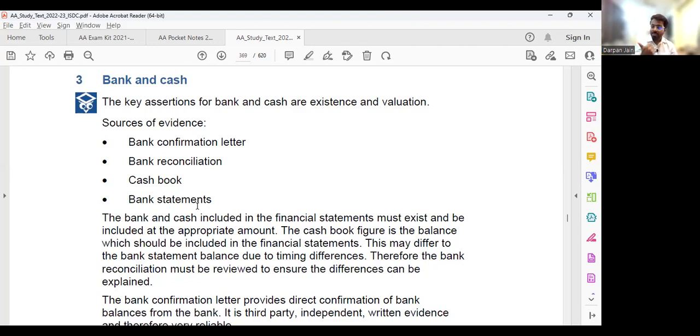Apart from the bank confirmation letter, which the banker will give you, they can also give you bank statements. I hope everybody has seen their bank statements, or anybody else's, like your father's or mother's or business's bank statement. Have you seen it anytime?